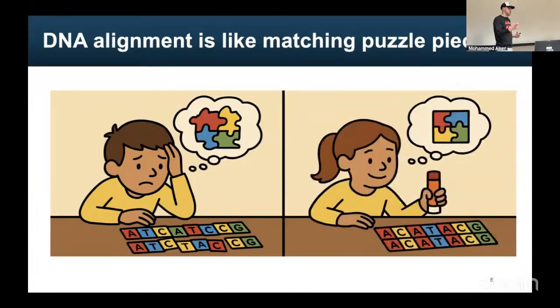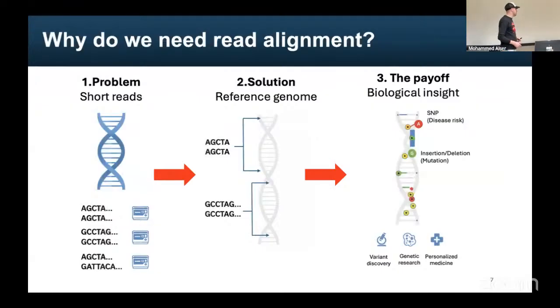And this is why we use a reference genome. We are leveraging this fact that different organisms of the same species have very similar genomes. So we can use one genome as a reference. So this is why we need read alignment. We have this problem that we have many short reads, and we have the solution, the reference genome. We find the location for every read, and we get some biological insights.